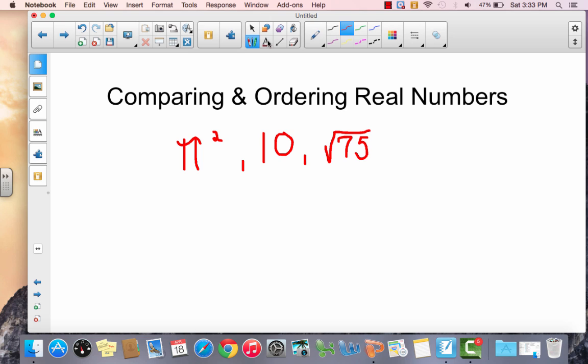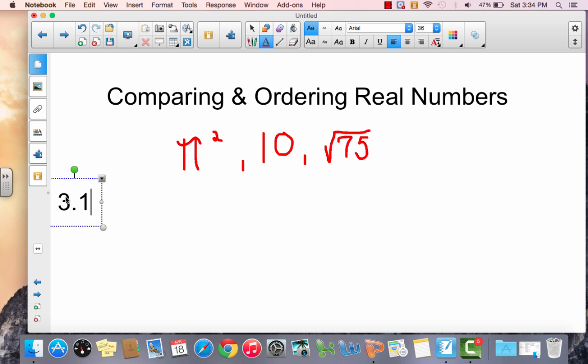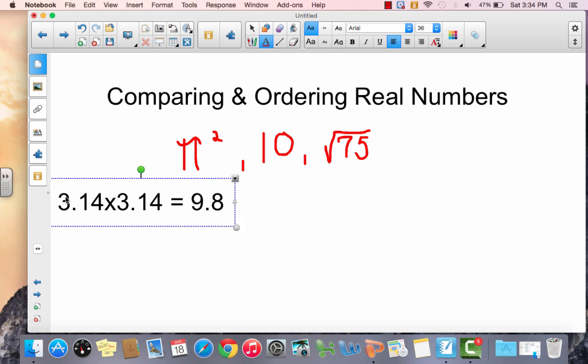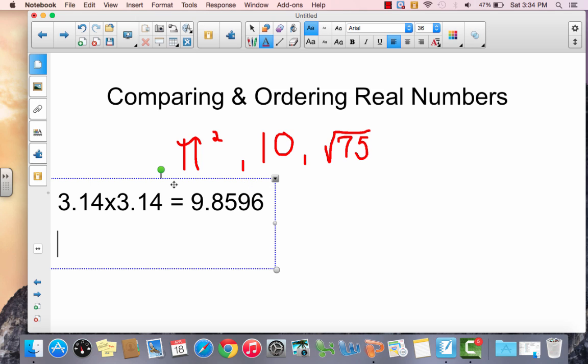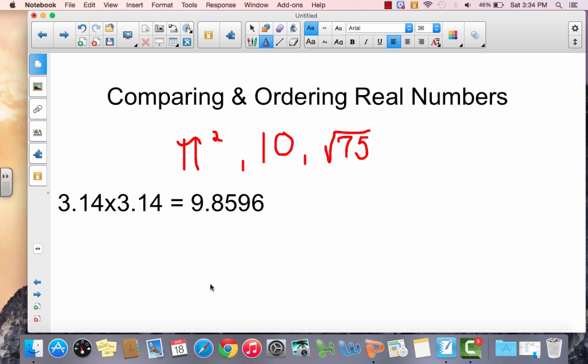So I know that in order to find pi squared, I'm going to use the rounded version of pi, which is 3.14, and multiply it by itself. And that's going to give me a decimal answer of 9.8596. The 10 is nice because it's a 10, so I don't have to do anything with it. The square root of 75, I know that 75 is not a perfect square, so I'm going to have to estimate what that square root is going to be.